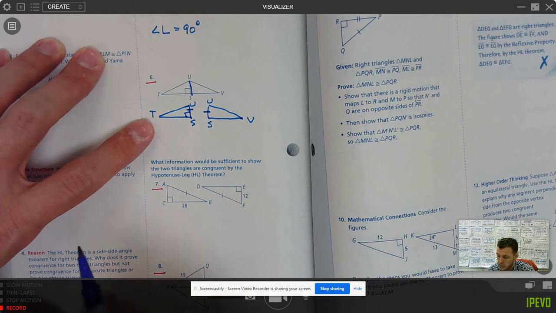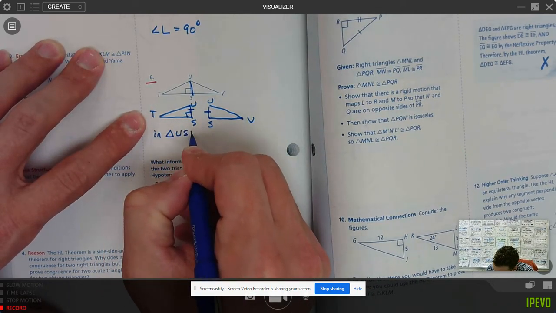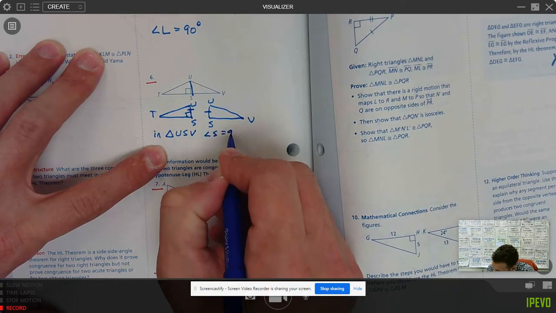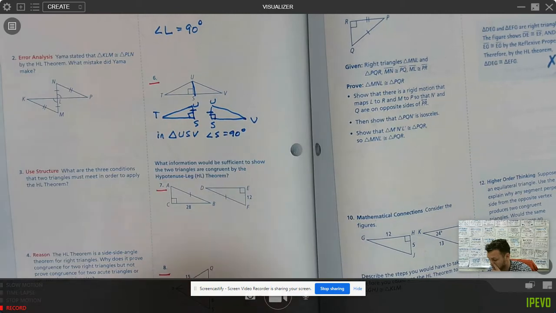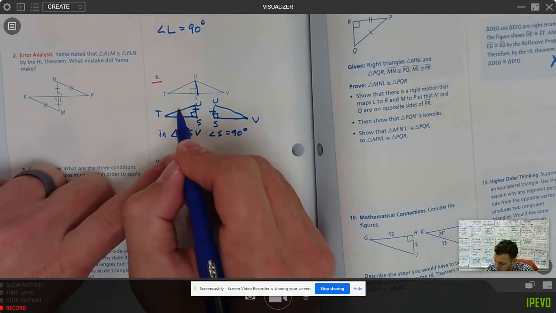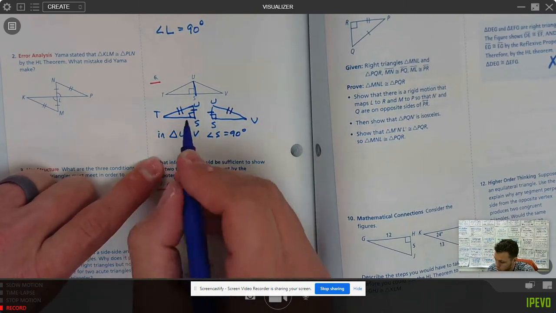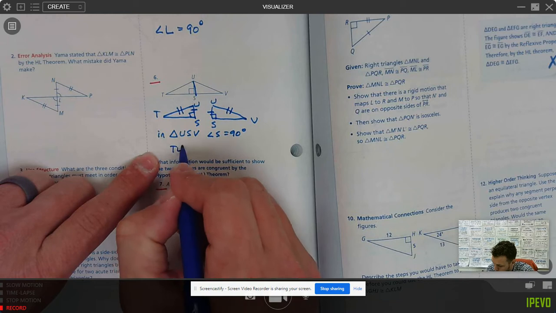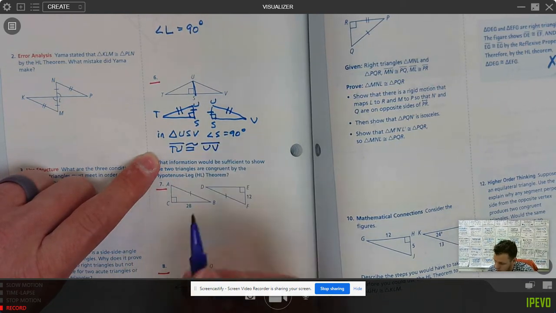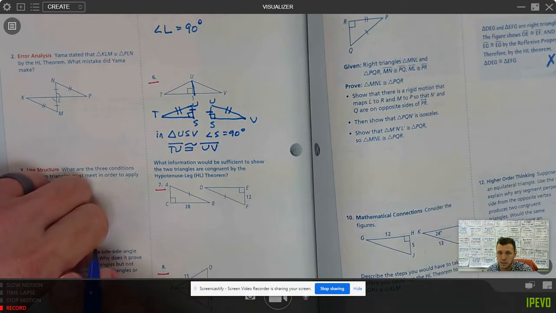So in triangle USV, angle S has to equal 90 degrees, okay? That's one thing that we know. We also need to know the hypotenuse, right? So the hypotenuse is TU over here. This has to be congruent to UV, right? So TU has to be congruent to UV. Right, so we have to have the hypotenuse, a leg, and they both have to be 90 degrees.